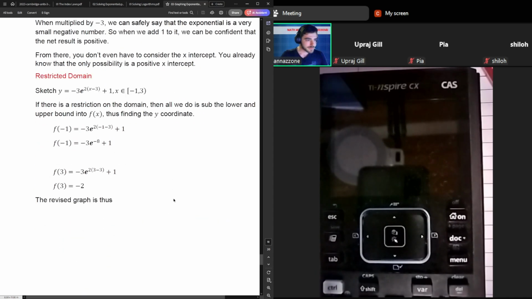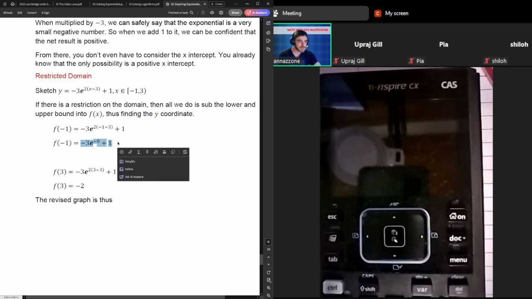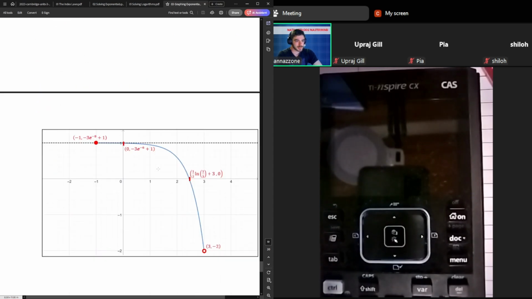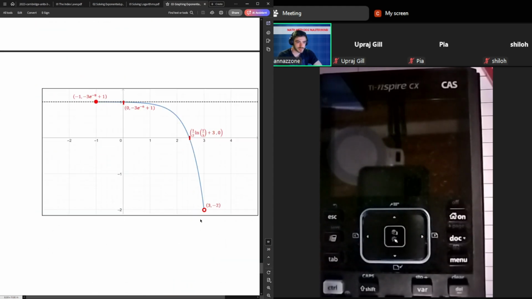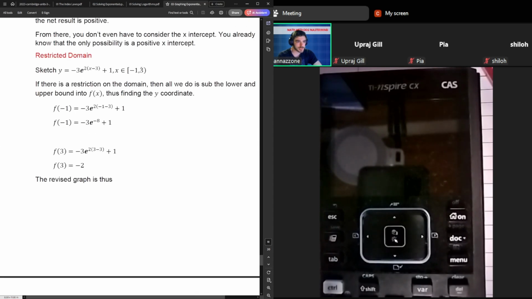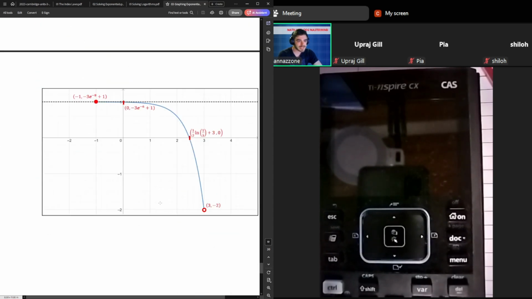Okay. If for whatever reason you have a restriction on your domain, then you handle it like any other function. You sub the values into your original function, and you get the corresponding y values at those spots. Again, you're likely to have some weird nonsense as part of your answer. As far as cutting the graph off at those particular points, just be mindful of what dots you use. If it's square brackets, you use full circles, so square bracket, full circle, open circle for rounded brackets. Same as any other function.